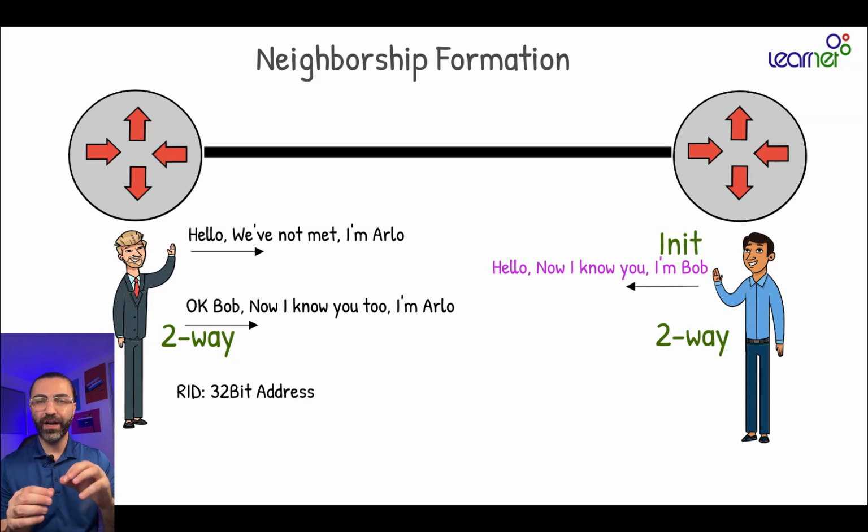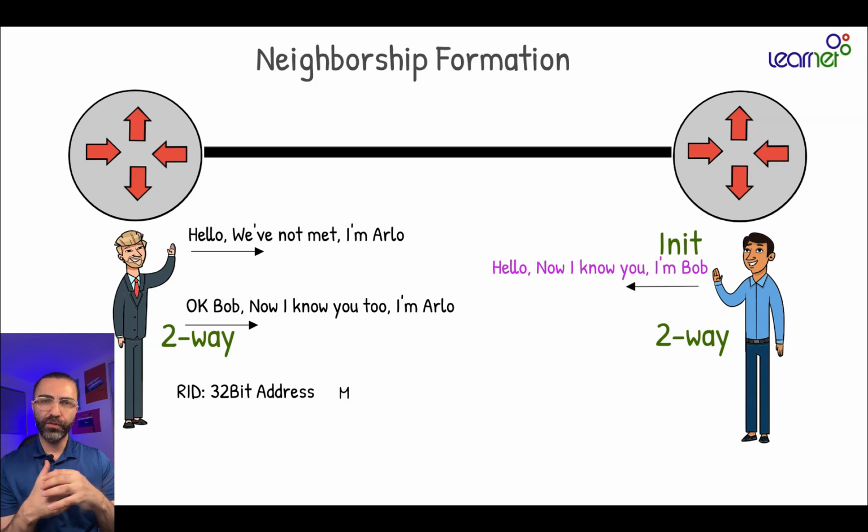There are different parameters in these hello messages. One of them is the router ID, which is the identity of your router within the OSPF infrastructure. Router ID is just like an IP address. It's a 32-bit address, and you can configure it just like an IP address, but this is not an IP address. It's just an identity of your router in the OSPF infrastructure.